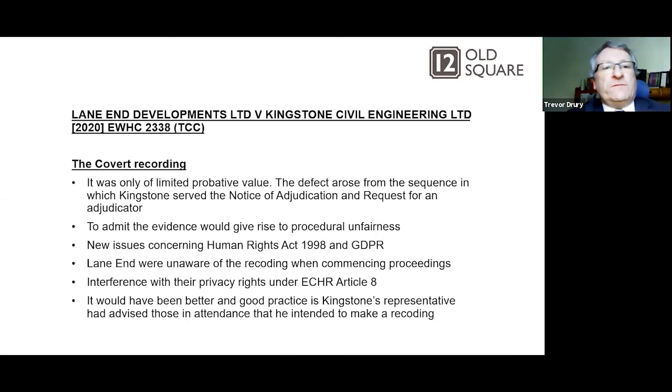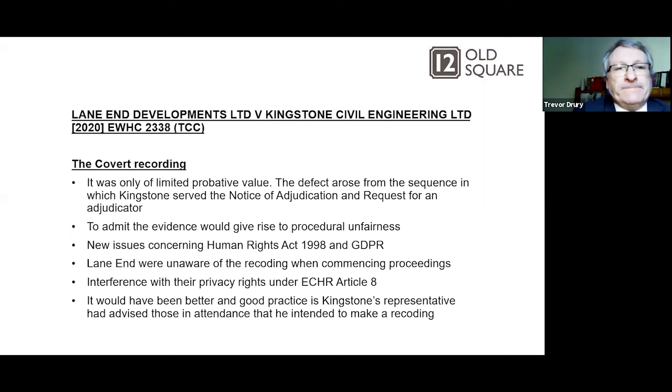So the issue of the covert recording. As far as the judge was concerned, it was only of limited probative value. The defect arose from the sequence in which Kingston served the notice of adjudication and request for an adjudicator. So they got it round the wrong way. To admit the evidence would give rise to procedural unfairness. What the representative of Kingston had done, he had used the recording to make his witness statement. So what that meant was the judge effectively threw out his witness statement because it had been based on his covert recording.